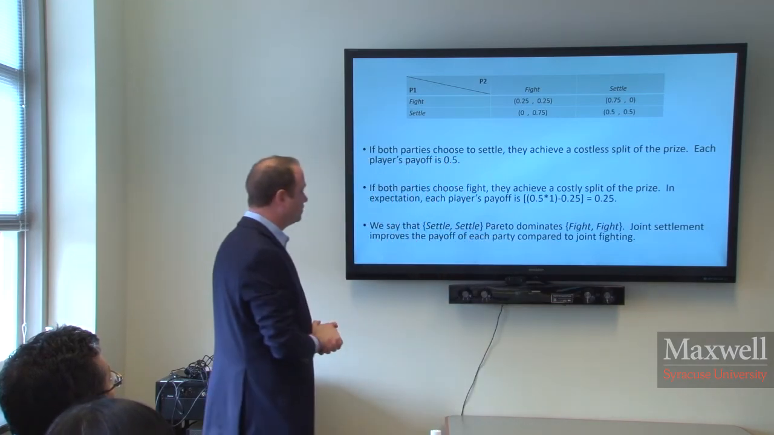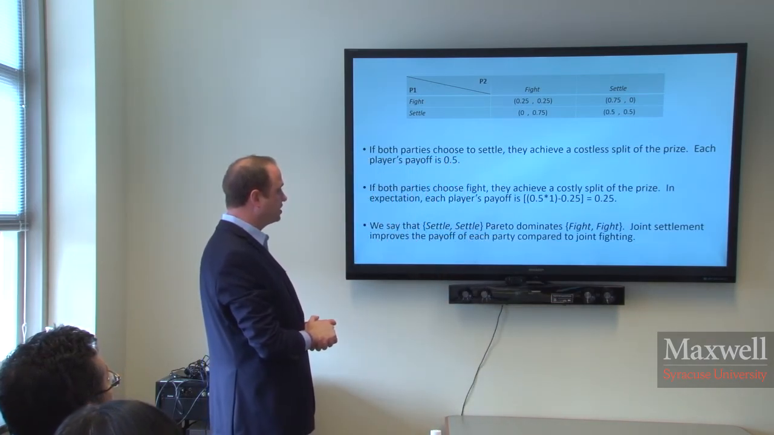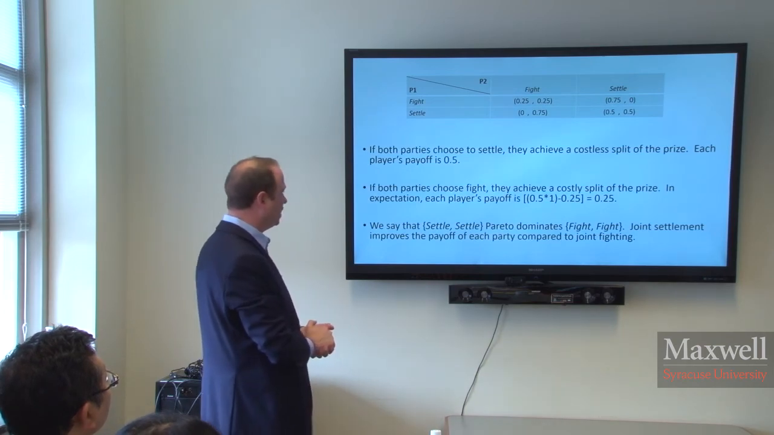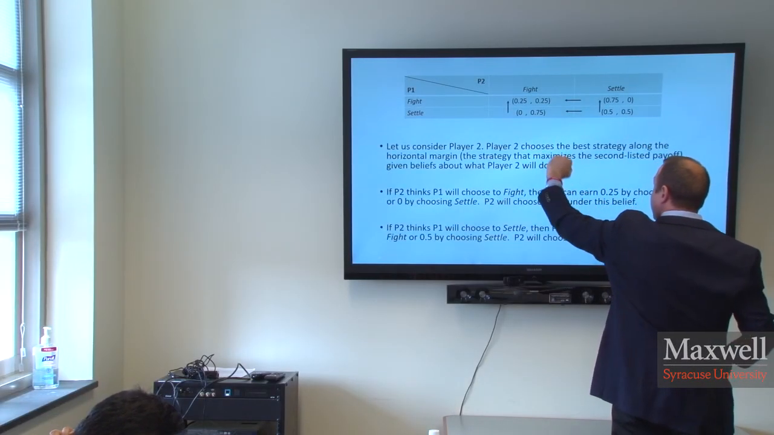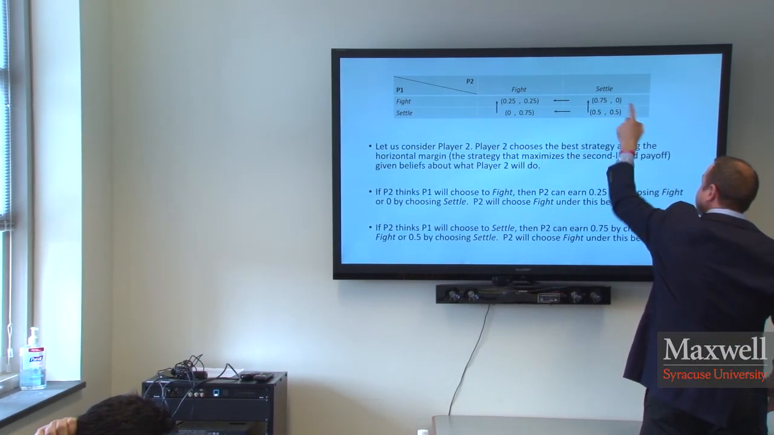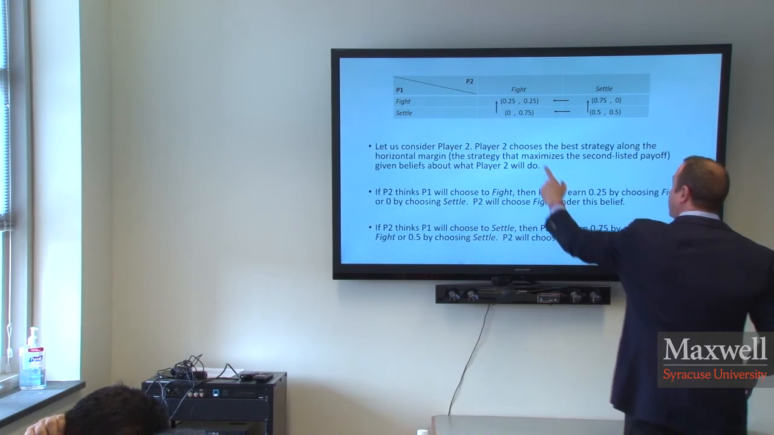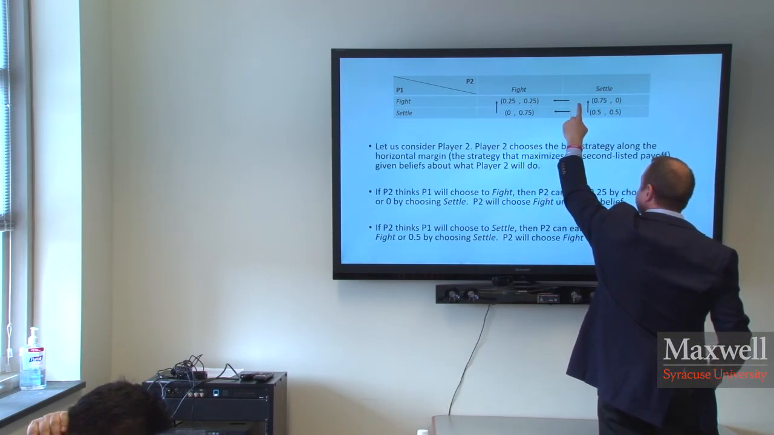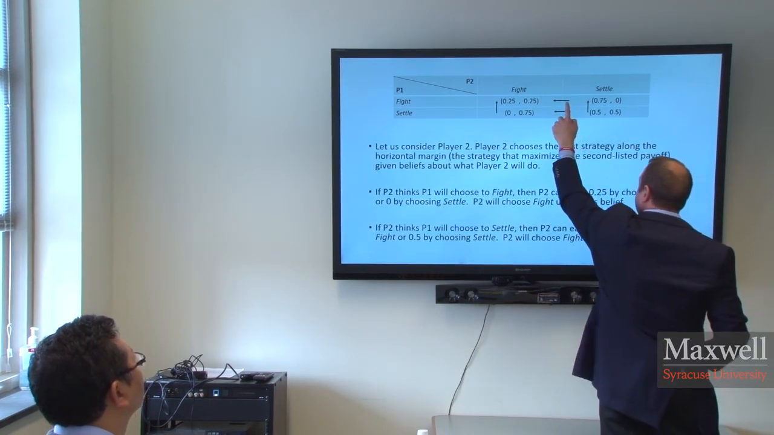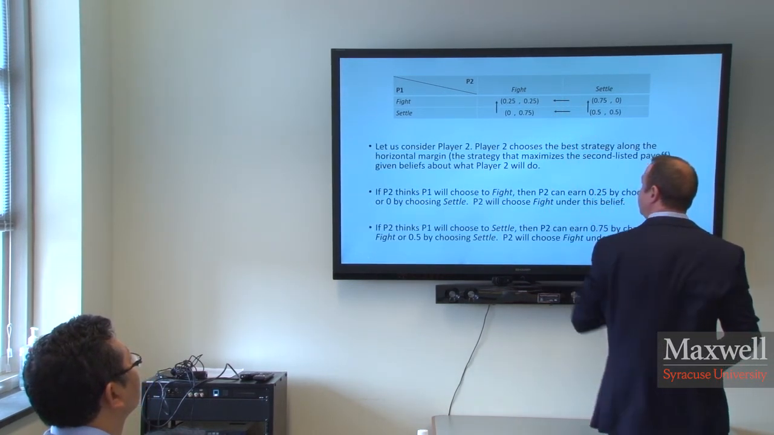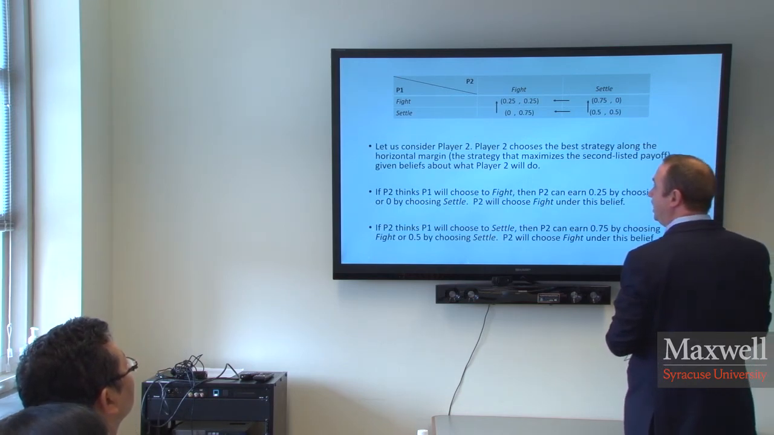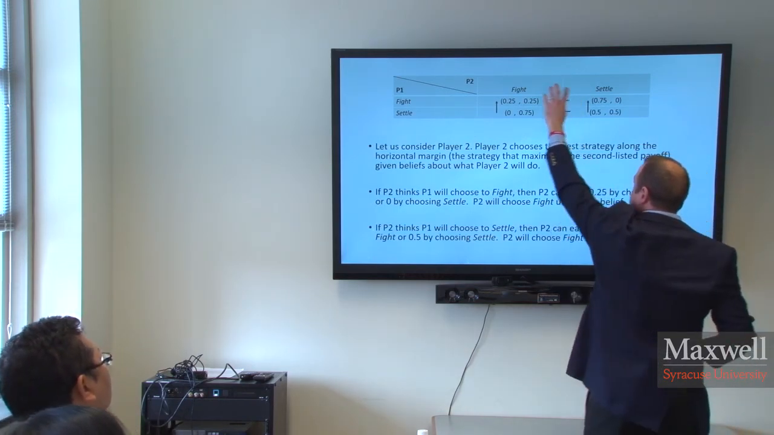If both parties choose to fight, they achieve a costly split of the prize. In expectation, each player's payoff is fixed along the first row, and player two can get 0.25 payoff from fighting or a 0 payoff from settling. So 0.25 is greater than 0. They're going to choose to fight under that scenario. And so we draw an arrow left to show that the best response for player two is to fight in that case.